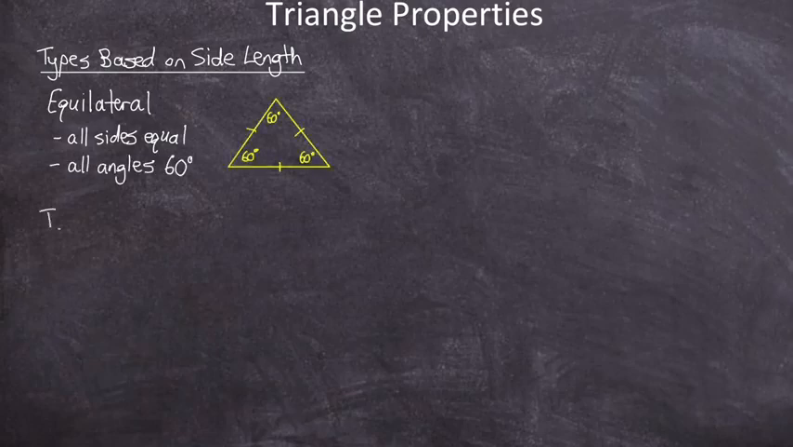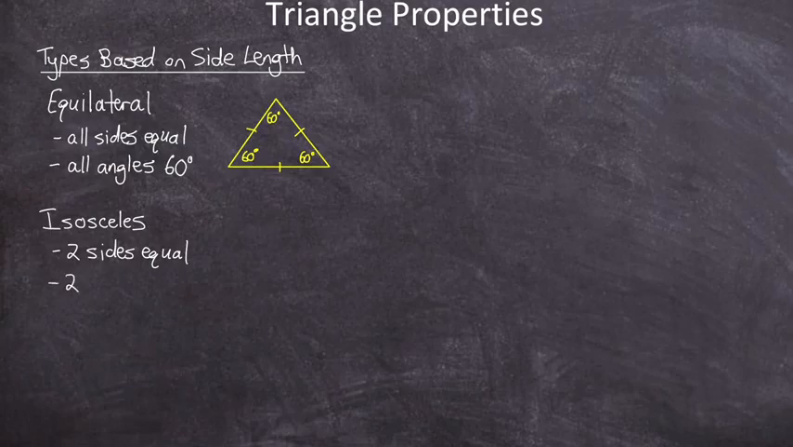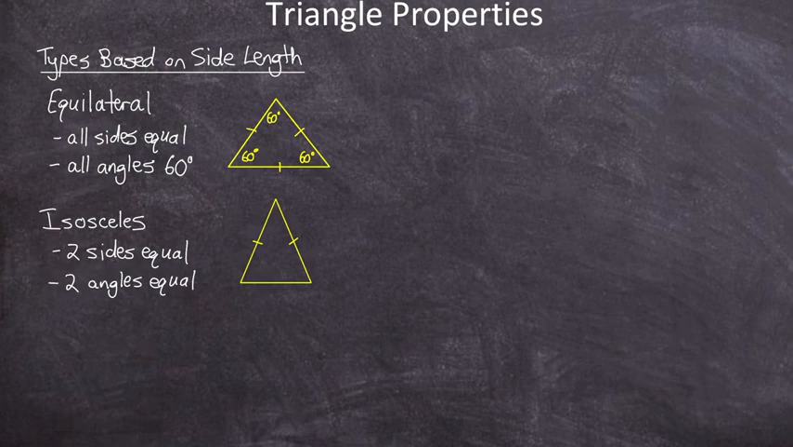The second type of triangle is an isosceles triangle, and that's when only two of the sides are equal to each other, and only two of the angles are equal to each other. And here's what an isosceles triangle looks like, where two of the sides are equal, indicated by those dashes, and then the angles opposite from those equal sides are also equal to each other.